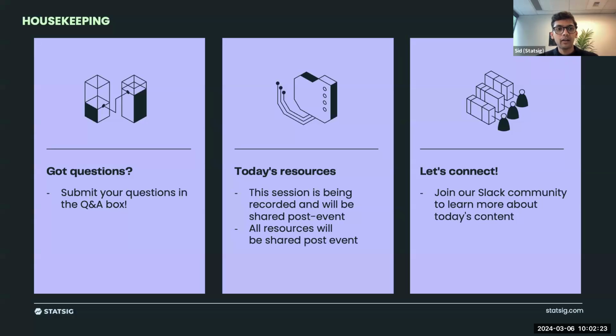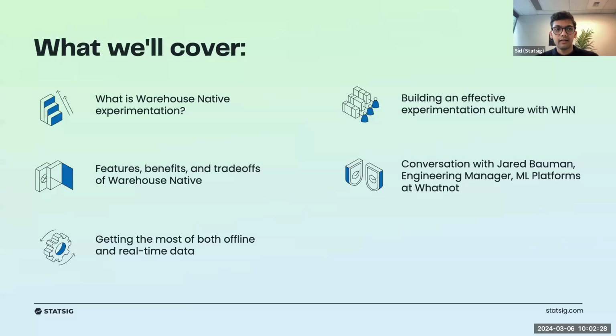So let's have a quick look at the agenda today, and then I can hand it off to Craig. Today's webinar will be Craig presenting for the first 20 minutes, talking about what is warehouse native experimentation, who it is for, covering some of the basic table stakes features, benefits, and certain trade-offs that you have to consider. He'll also talk about getting the most of both offline and real-time data and what it takes to build an effective experimentation culture.